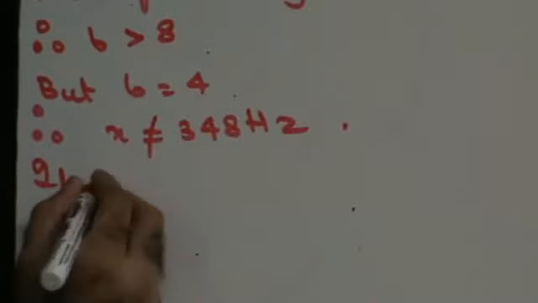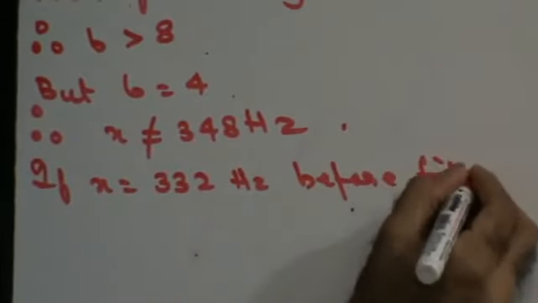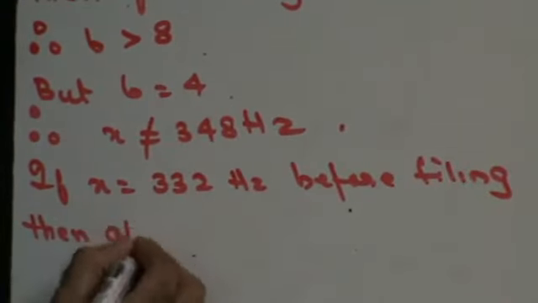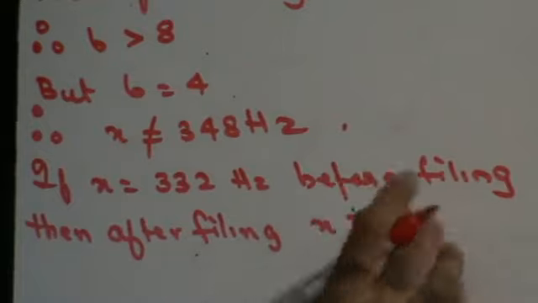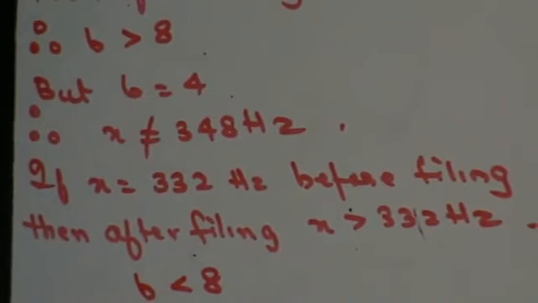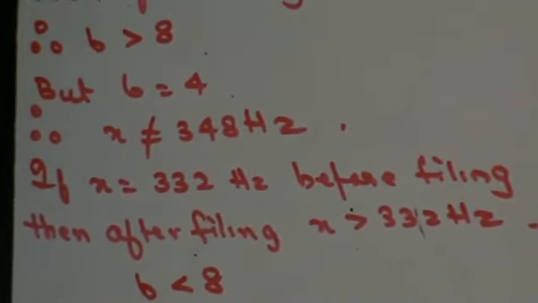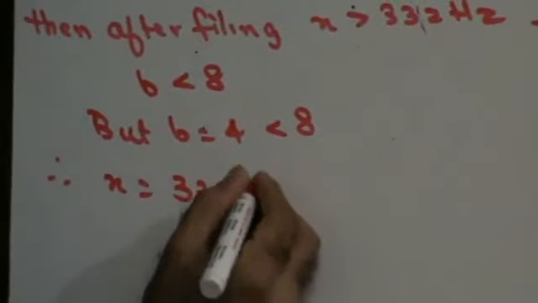Right? If x is say 332 Hertz before filing, then after filing, x will become greater than 332 Hertz. That means it will come that much more closer to the frequency of D, right? In that case, B should be less than 8. The number of beats obtained after filing are less than 8, right? And B is 4, which is less than 8. Therefore, x is going to be 332 Hertz. Therefore, the frequency of tuning fork C before filing is going to be 332 Hertz.